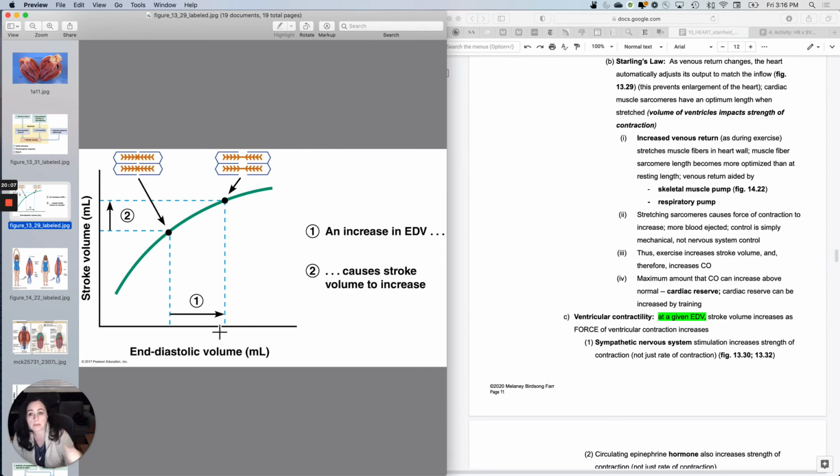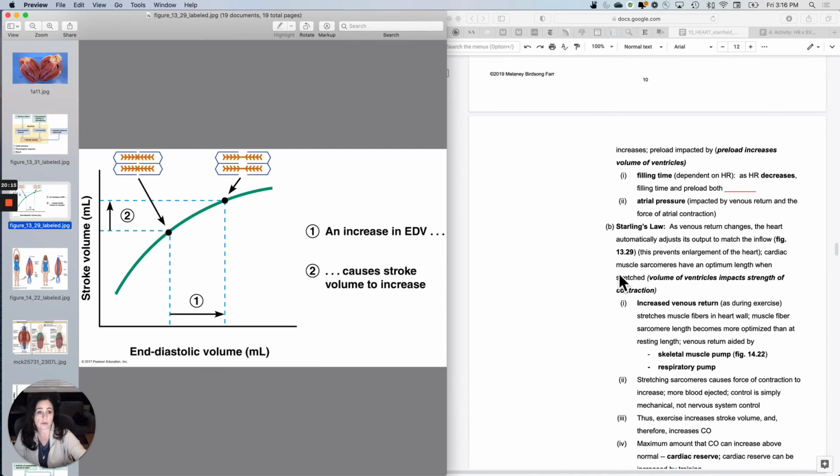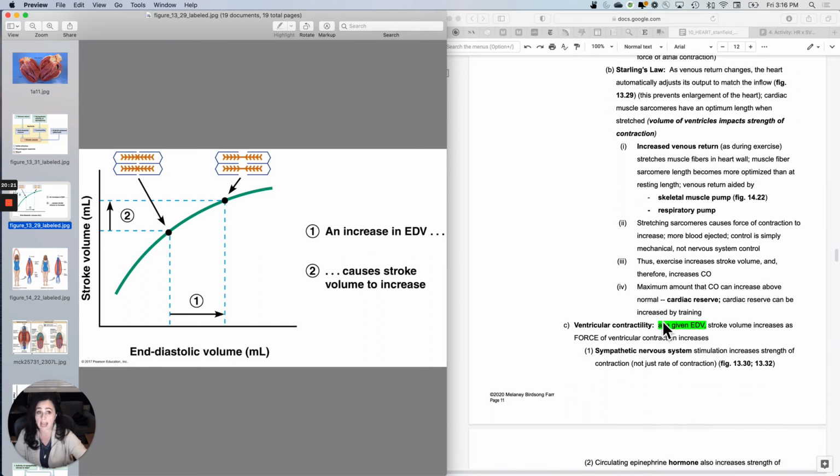So the cardiac muscle cells have an optimum length, which is like this when stretched. So not only does preload impact the volume of the ventricles, but the volume of the ventricles actually impacts the strength of contraction. So they contract better when they are full. So when does this occur? Right here. Increased venous return, right?